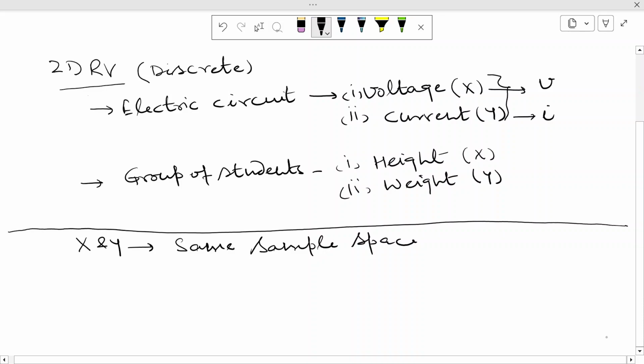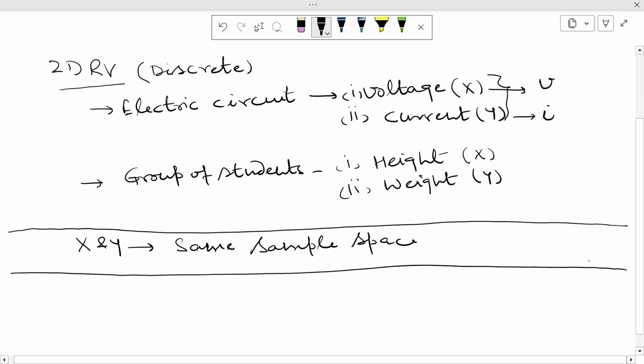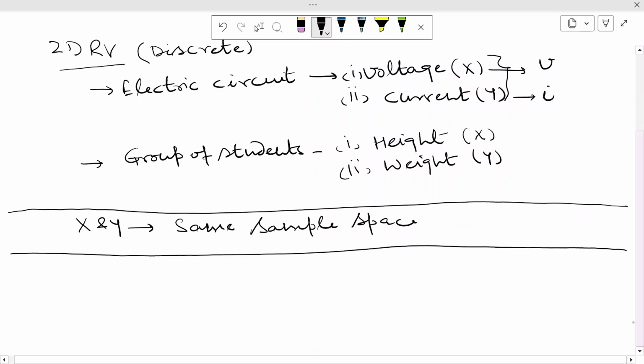So this is just a brief of the situations where we can apply the two-dimensional random variable. Now let us begin with our main discussion, that is, the two-dimensional discrete random variable.